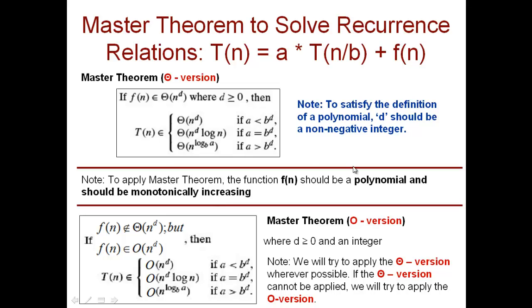Now, if f of n satisfies these two conditions, is polynomial monotonically increasing, but it cannot be written as n raised to d, you see, this d should be an integer. So it should be 0, 1, 2 and so on in order to use theta notation. If d is not an integer, we cannot use the theta notation. So in that case, we have to use a big O notation.